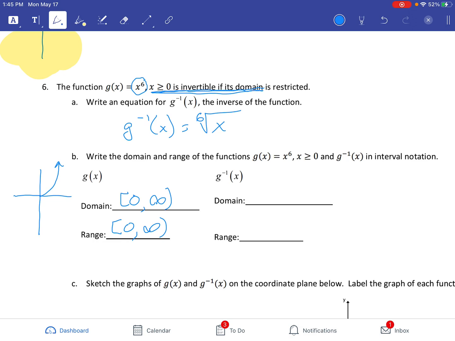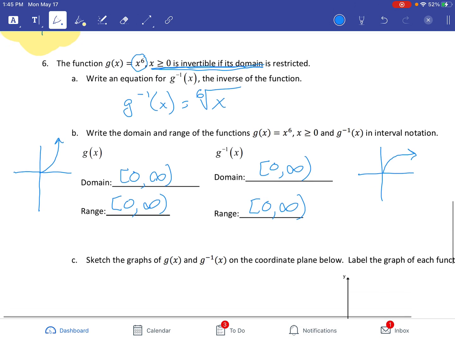Now the inverse of the function, if this is g of x, the inverse of g is going to be this. We restricted the domain so that we could have an inverse. Otherwise, there wouldn't be an inverse, because it would be a power function with an even degree, and it would not pass the horizontal line test. So by restricting its domain, we made it invertible. The domain for this inverse function is, again, 0 to infinity, and the same thing for the range. Okay, that's it.